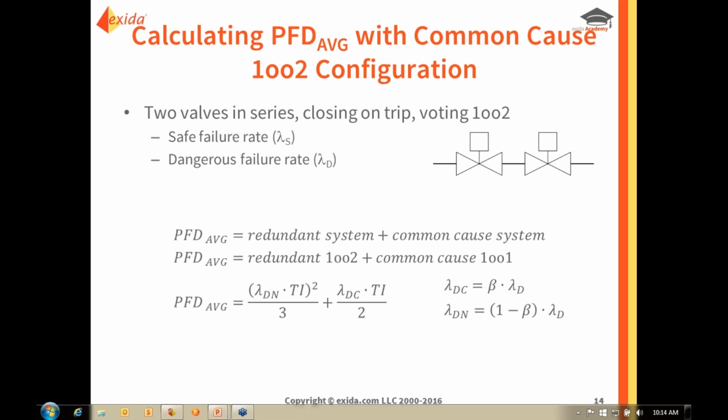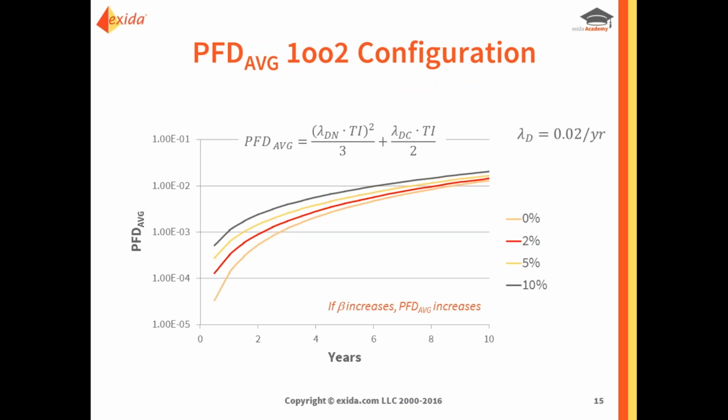So let's plot that. In this case, I plot it as a function of test interval, so we can see what PFDavg does as a function of test interval. I assumed a dangerous failure rate of 0.02 failures per year, and I plotted this for 4 different scenarios: a beta factor of 0%, 2%, 5%, and 10%.